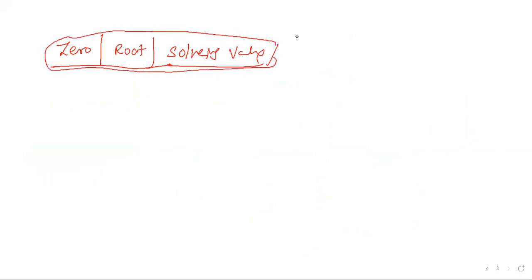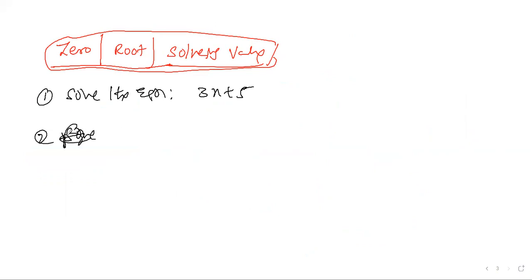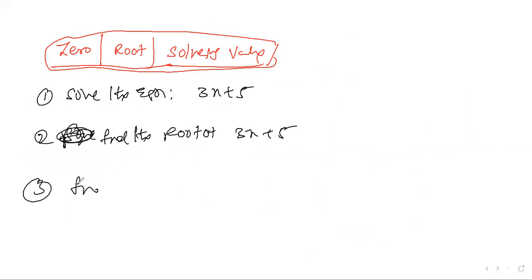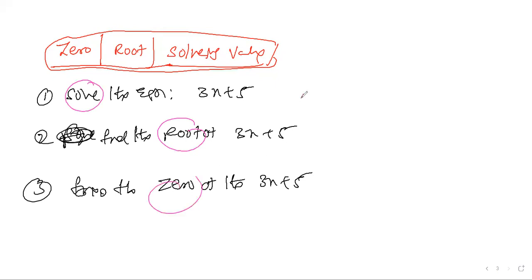If any time they ask a question like this, solve the equation, that is 3x plus 5, or else they'll ask in another way: find the root of the equation 3x plus 5, or else find the zero of the equation. In all cases, whether you take solve, root or zero, the meaning is the same.